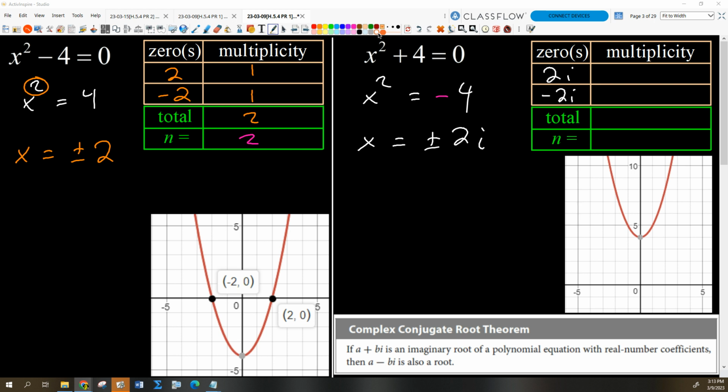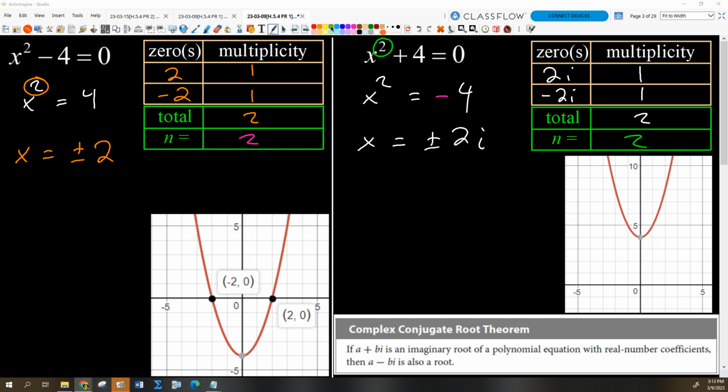What's the multiplicity of each of those? 1. Is that right? How many should we get? 2. So it worked. How many x-intercepts? None. How come? Because there are no real zeros. Both of the zeros we got were imaginary, so those do not correspond to x-intercepts. Only real zeros correspond to x-intercepts.